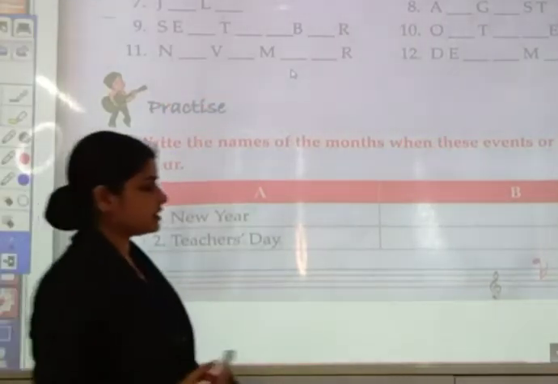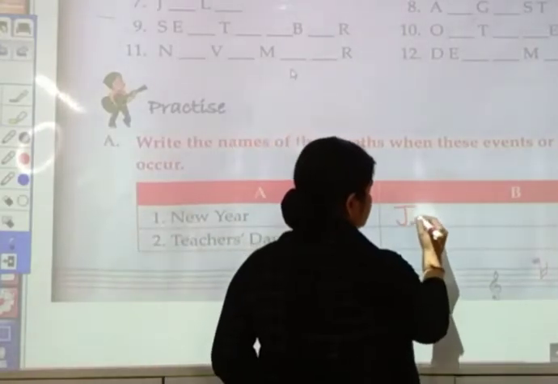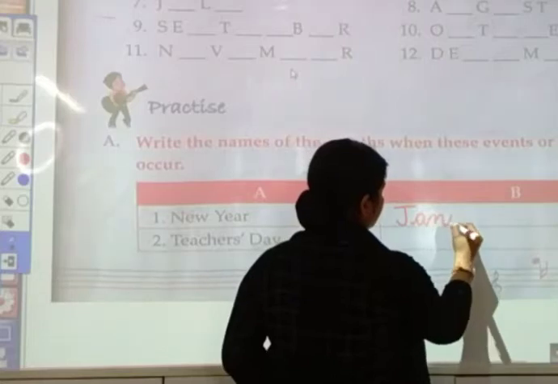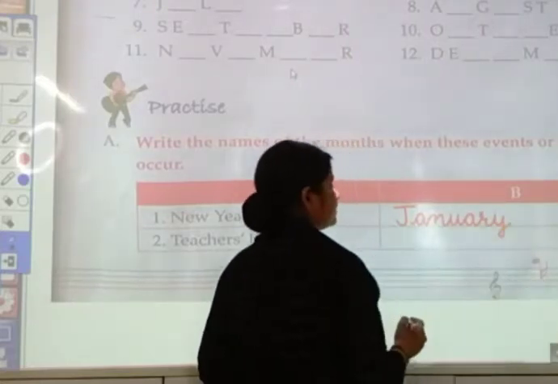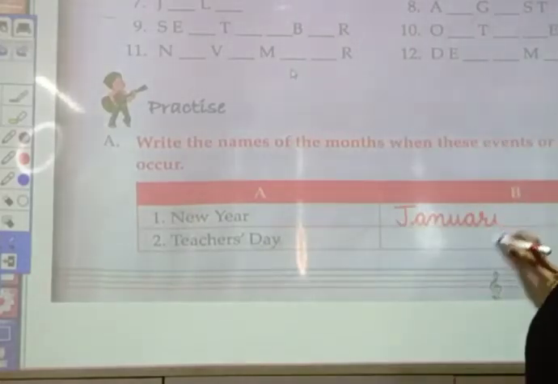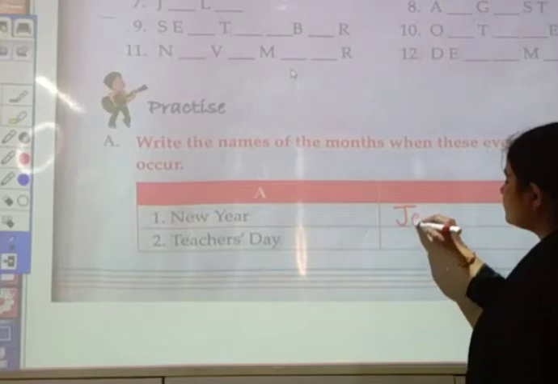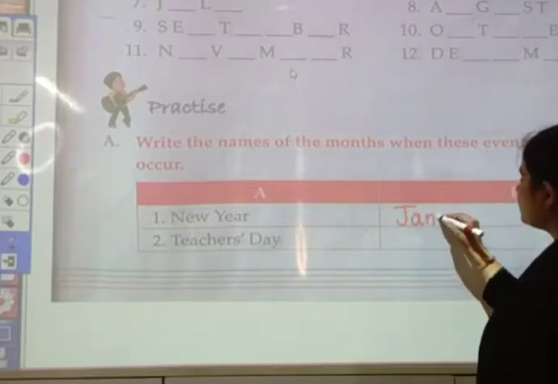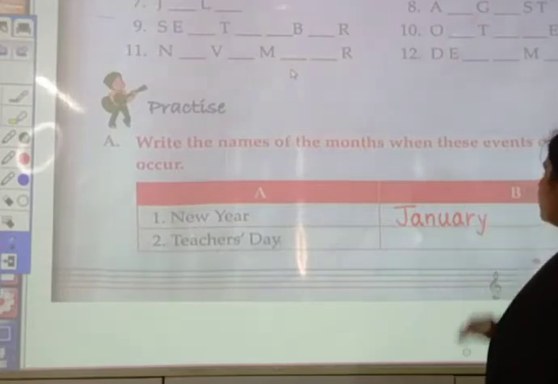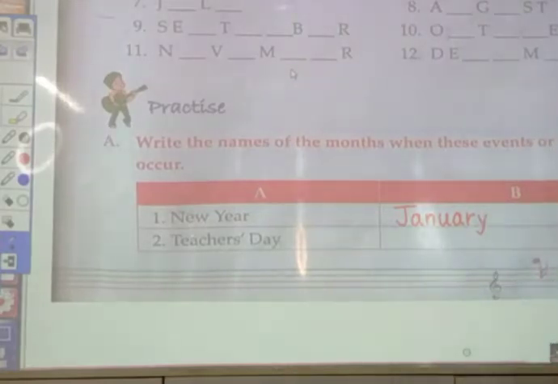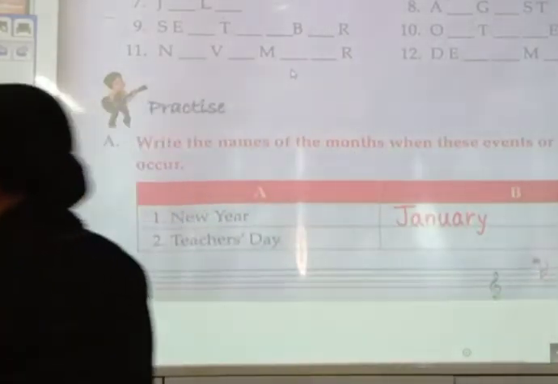New Year comes in January. J-A-N, Jan, U-A-R-Y, January. J-A-N-U-A-R-Y, January. New Year occurs in January.